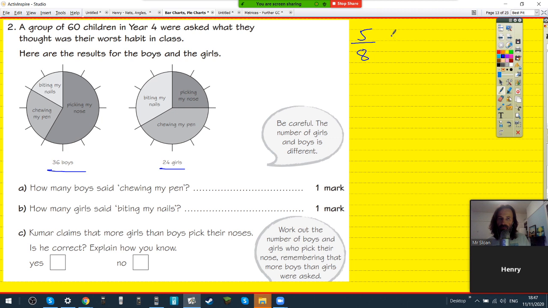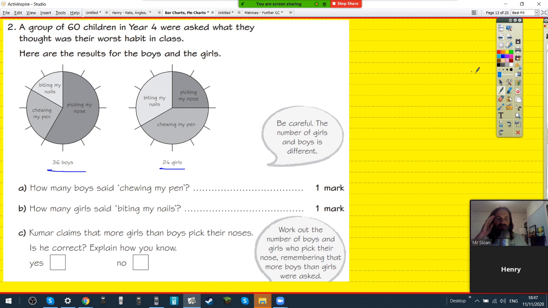Okay, so what would be 1/8 of 36? I'm not sure, to be honest. These aren't eighths. How many are there all the way around? Not sure. How many are there around?